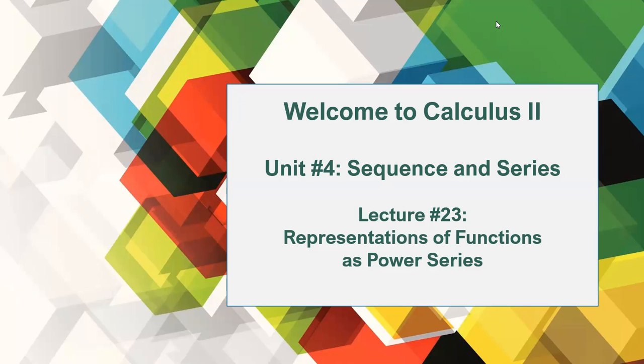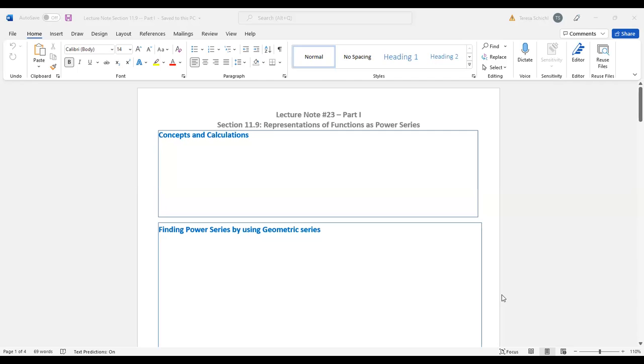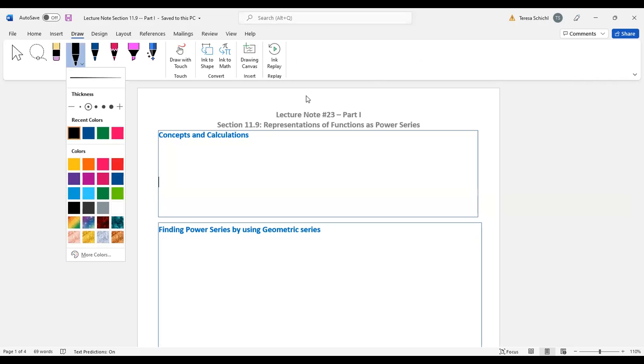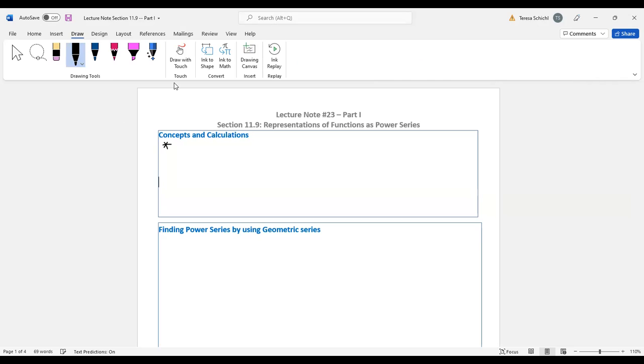Okay, so now let's go to our lecture notes and start. In the first part of this lecture, we talk about the representation of a function as a power series. For the whole section, we have 3 key concepts we try to cover. The first concept is how do I obtain a power series?